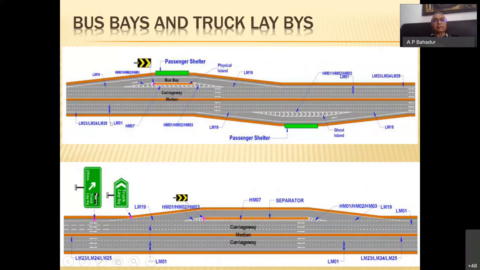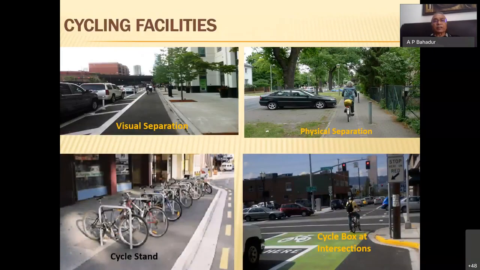These are the markings which must be there for bus bays. These are the truck lay-bys. These are the markings which I want to impress upon. Even if you cannot provide a physical separator, the least that you can provide is the ghost island. Tackling facilities, which are quite relevant for urban roads, should normally be physically separated. This is the safest one.